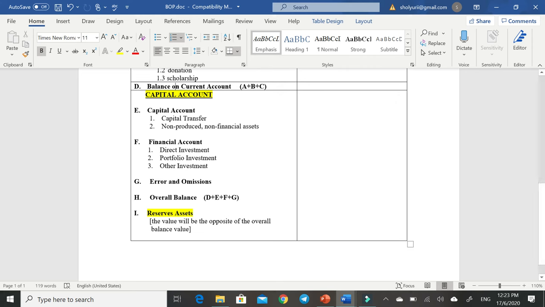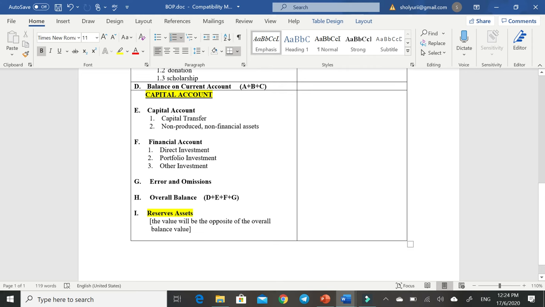Okay, so after you have added the error and omission, D plus E plus F plus G, you will have the overall balance. Okay, so what does it mean by overall balance? It is the addition of everything, the items inside the balance of payment account. Okay, and last sekali kita ada reserve asset. So note dia kata kat sini, the value will be the opposite of the overall balance value.